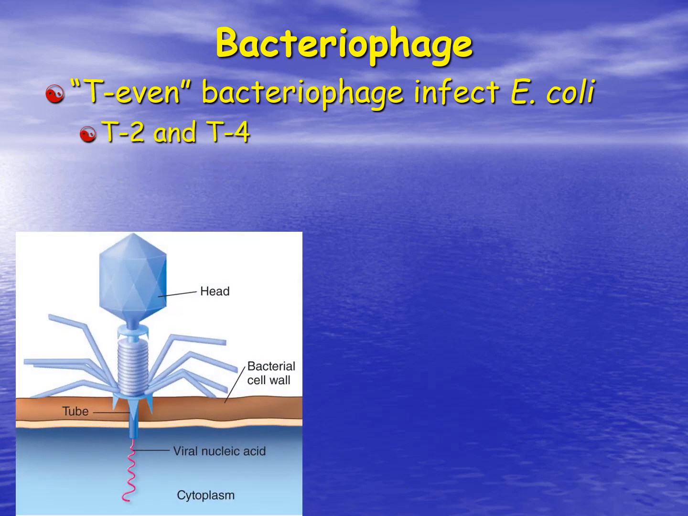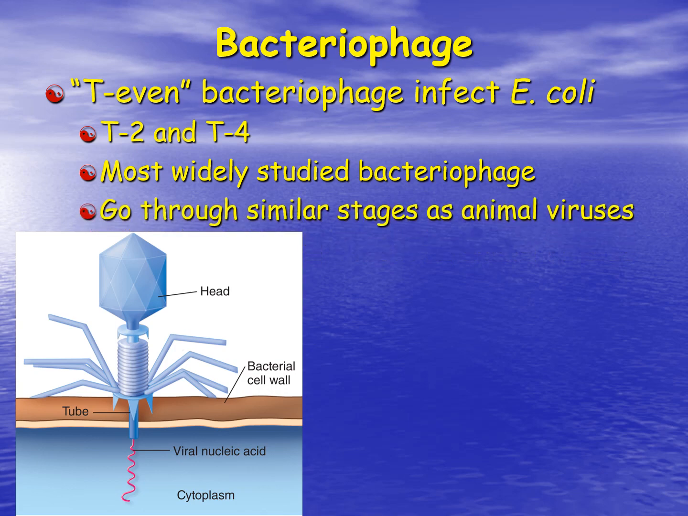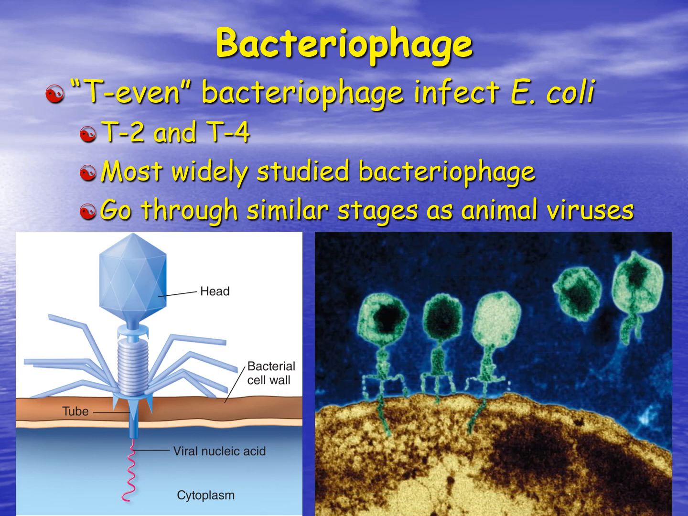And again, these are these weird shaped viruses. These are the most widely studied bacteriophages because we can certainly make lots of E. coli in the laboratory by growing it, and so we can study this very easily. They go through similar stages as animal viruses. They actually will inject the viral genome into the bacterial cell.